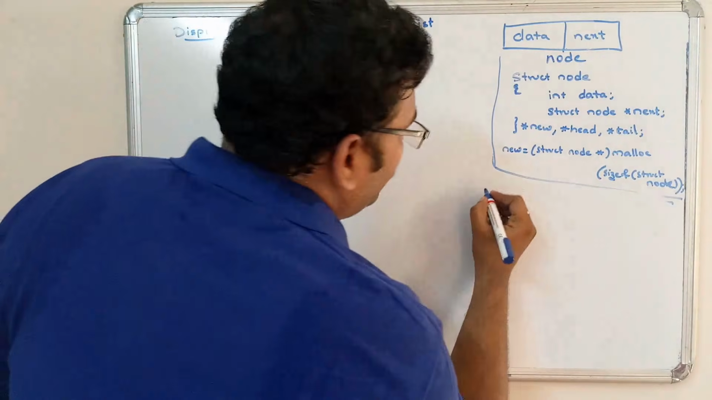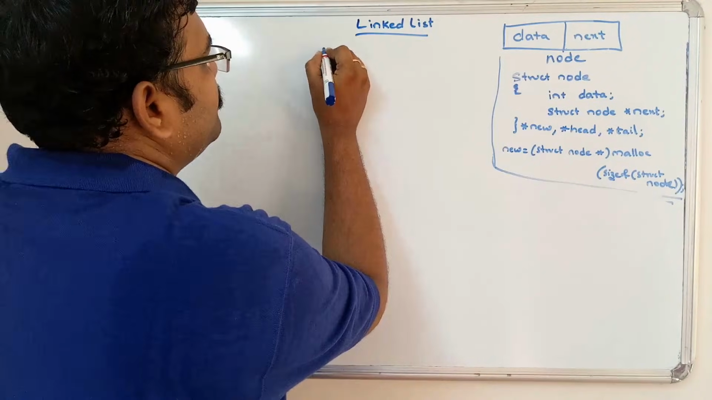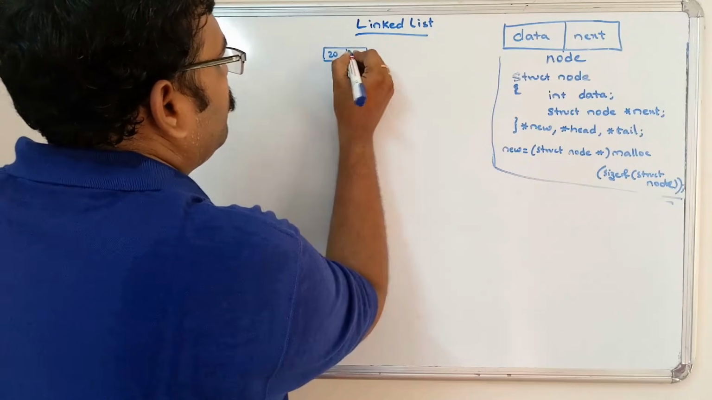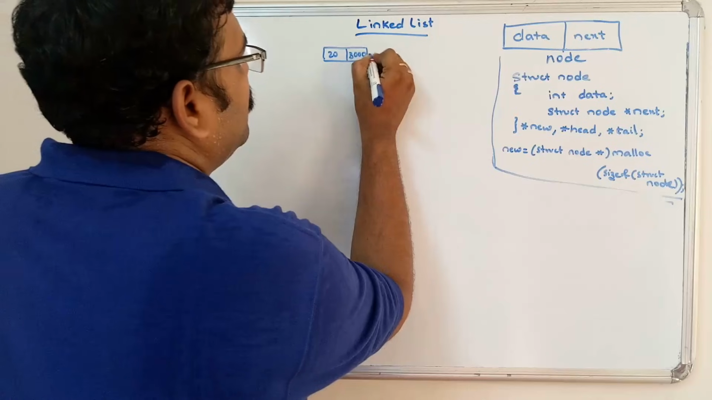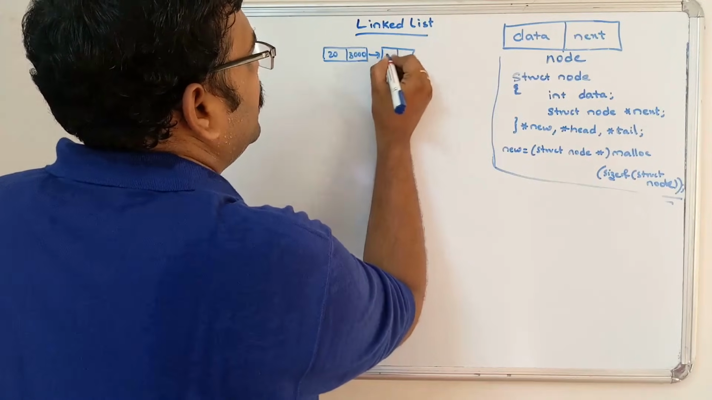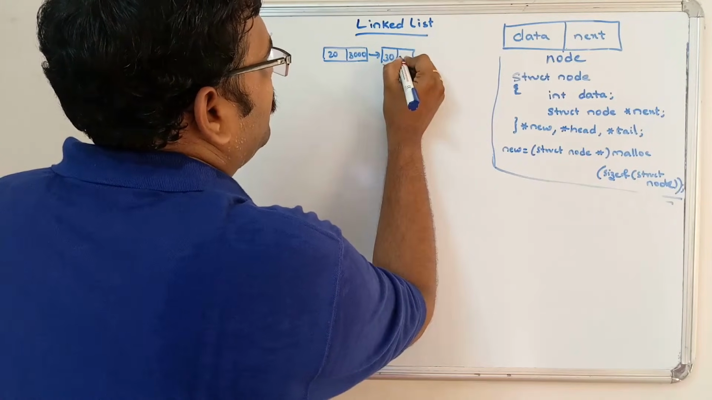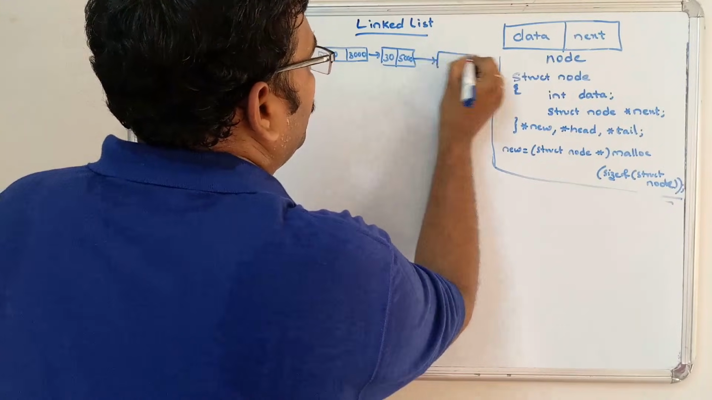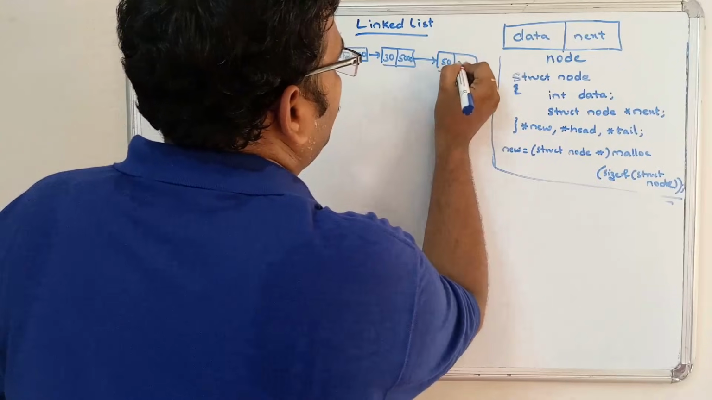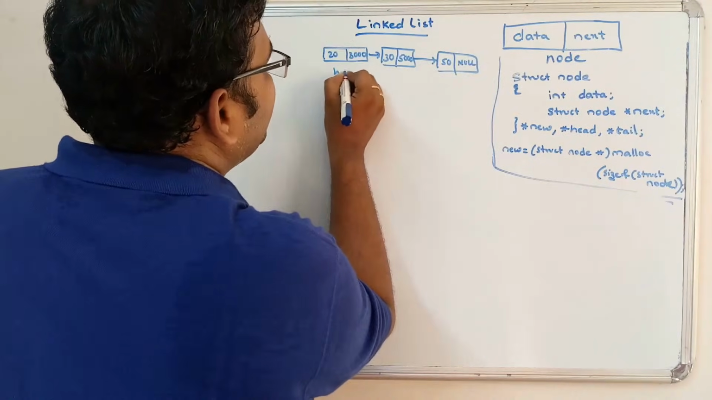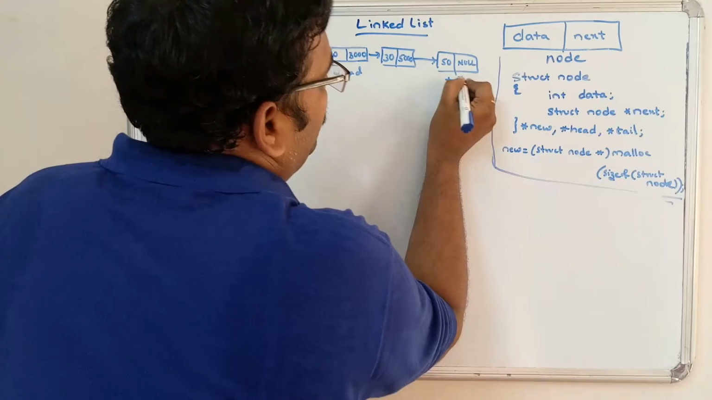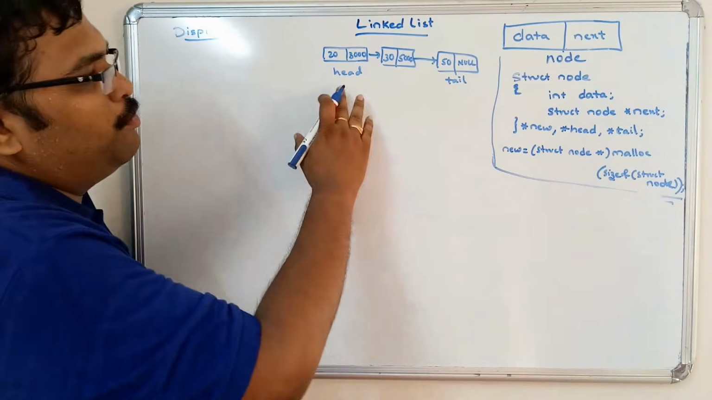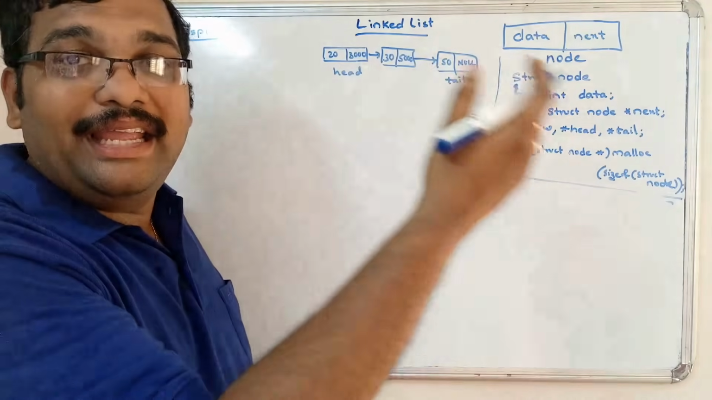See, here we have created already some nodes: 2000 pointing to the next node, that is 3000, which has 30 and is pointing to the node 5000, which has 50 and null. So this is the head, this is the tail. Right. For display, we have to move the head to the empty.